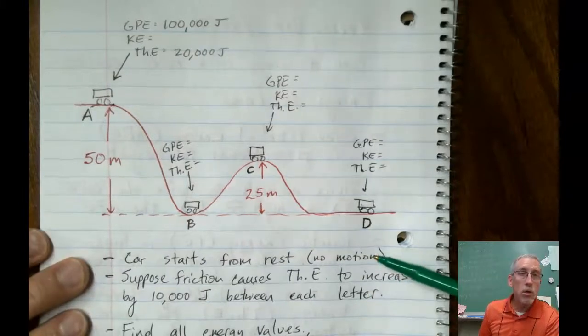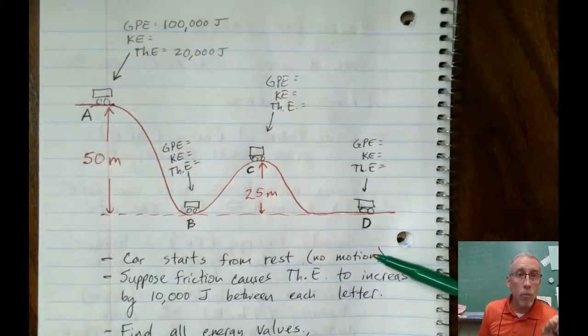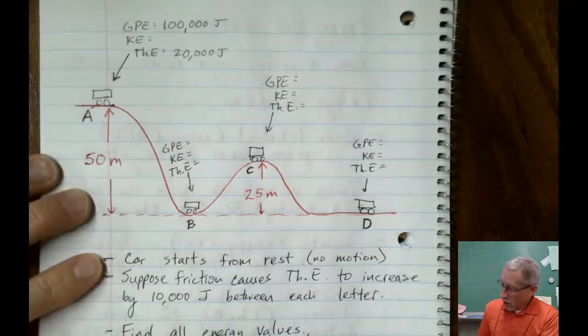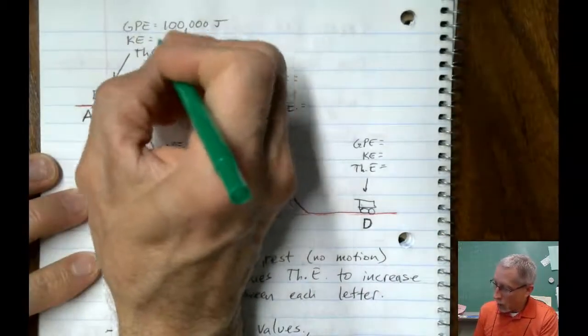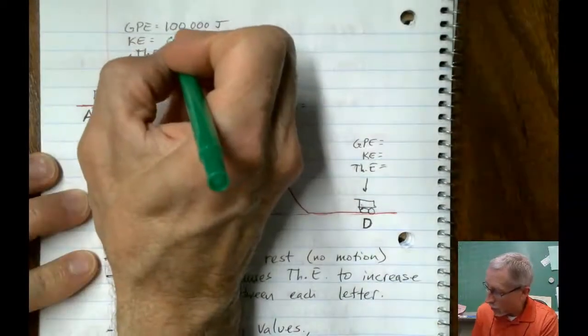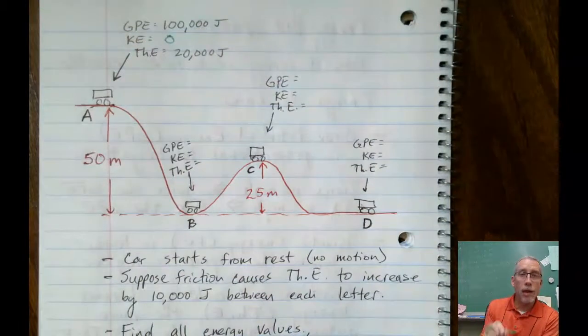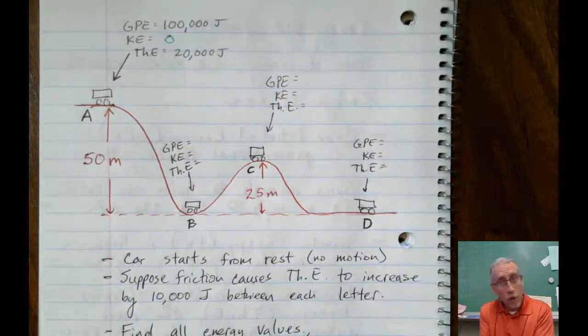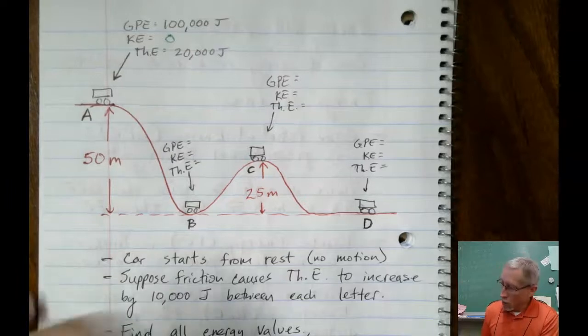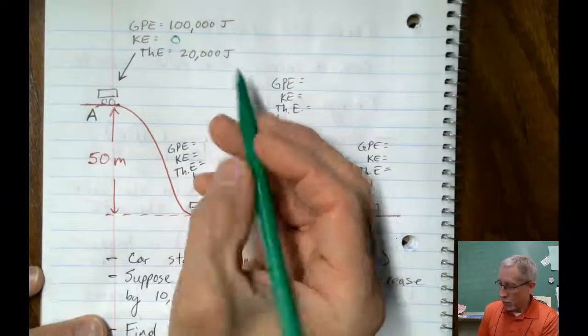Since I said the car is starting from rest, in other words, it has no motion, it's just given a little nudge and then it starts itself down. That means we have no kinetic energy at the beginning, because kinetic energy, as I mentioned on the first page, is related to the speed that you have. So if you have no speed, you have no kinetic energy. Here's where that's really important.